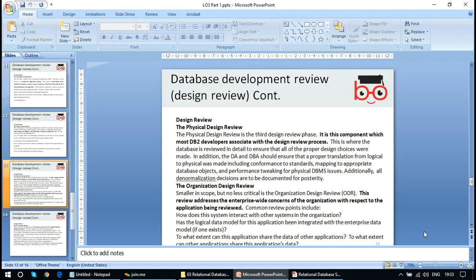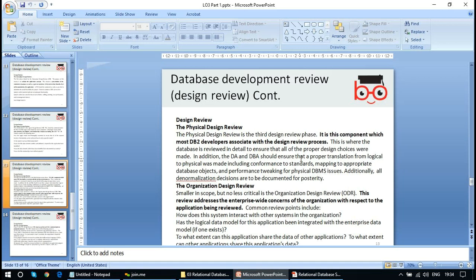as well as that which is related with creating the database, like coding directly. But they still look at the design review as well. Just keep in mind that in this component the DB2 developers associate with this design review process. So they associate with the design review and see whether things are fine, as well as they create the things physically in the database.